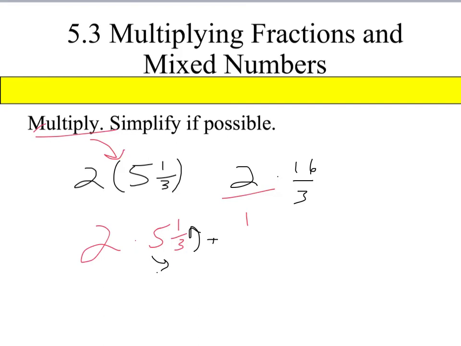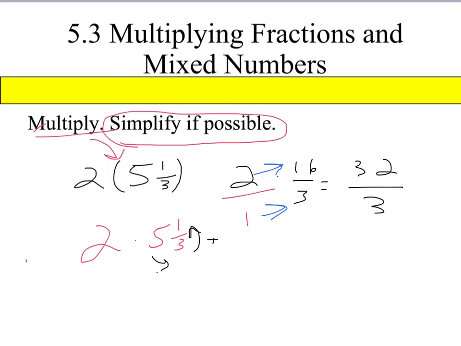Is there a common factor between 2 and any denominator? Nope. Is there a common factor between 16 and a denominator? Nope. So if I multiply straight across, I will get 32 over 3. 32 over 3. I'm not done, though, because remember this wonderful thing that says simplify if possible. Guess what? It's possible.